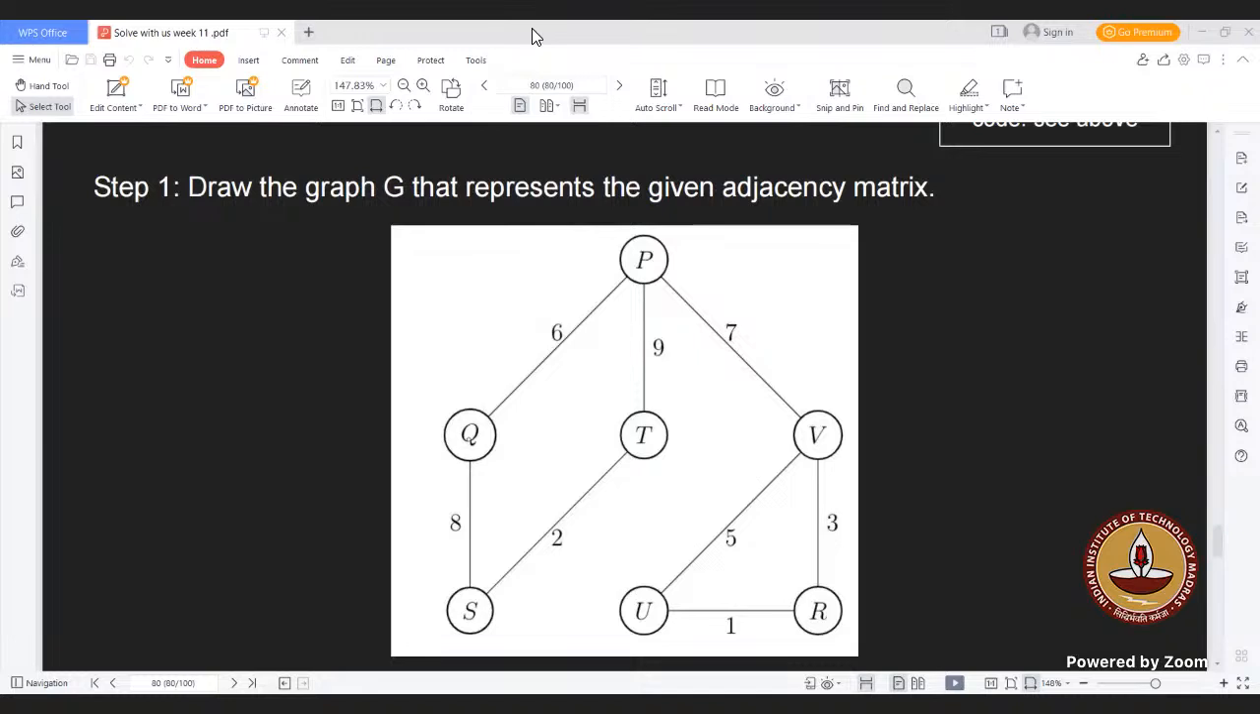You have to give the answer in this format, the one which Jacob gave. Jacob, try again. You have to use Kruskal's algorithm and find the answer. I think you have used Prim's, I guess. You have to use Kruskal's algorithm, not Prim's algorithm.